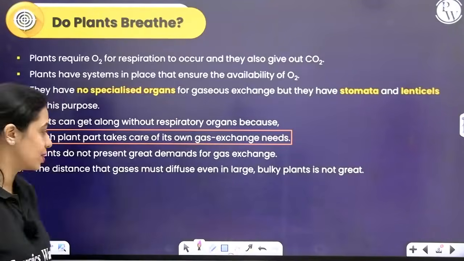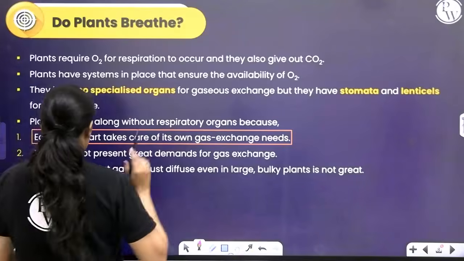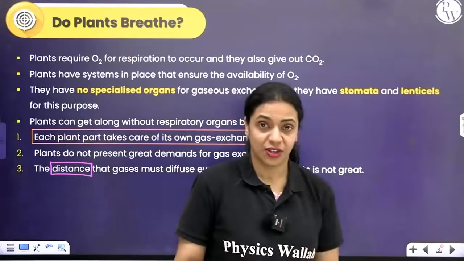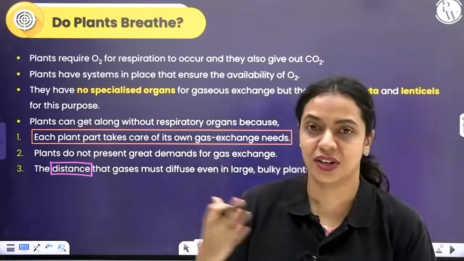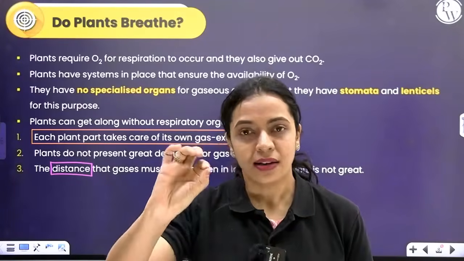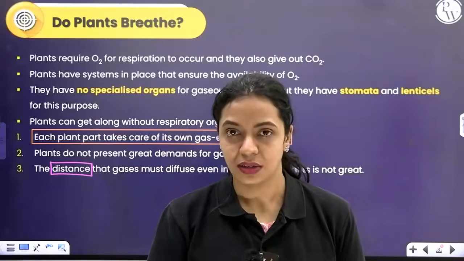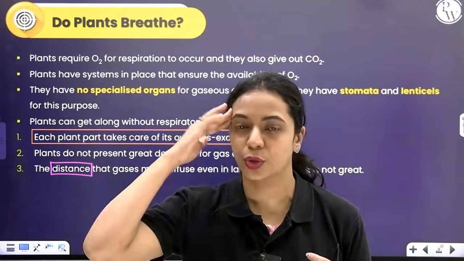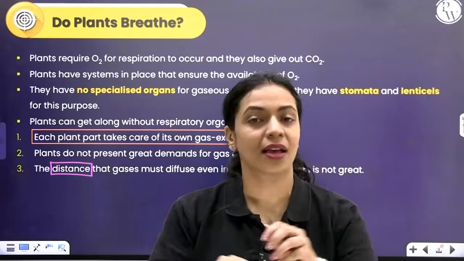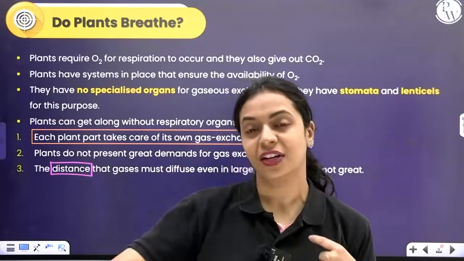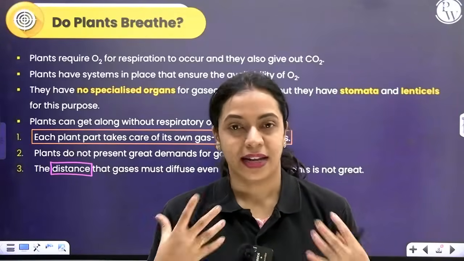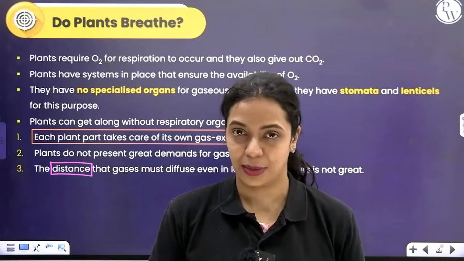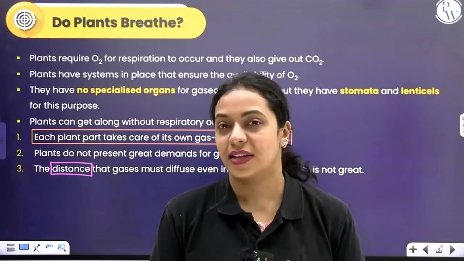What is the third most important point? The distance that gases must travel is larger in us. Blood has to carry oxygen from our lungs to our brain, to our feet, to our fingers, everywhere. So it has to travel a long distance. That is why we have all of these organs and organ systems that help in the process. But in plants, that is not the case.